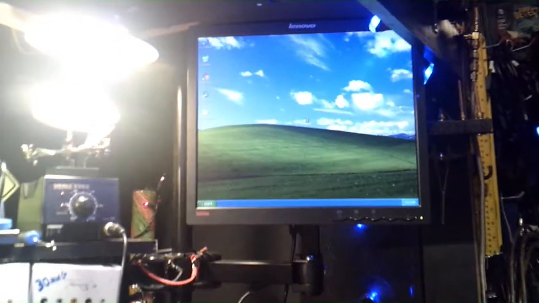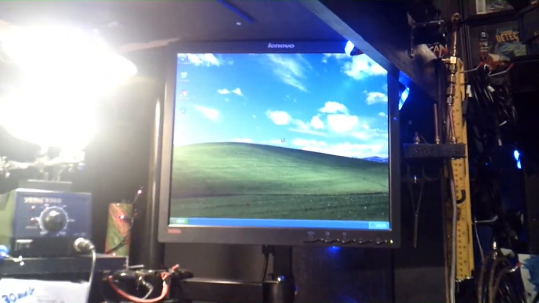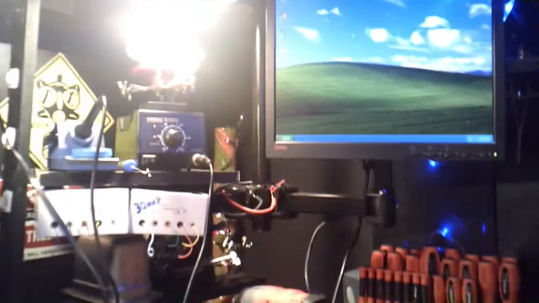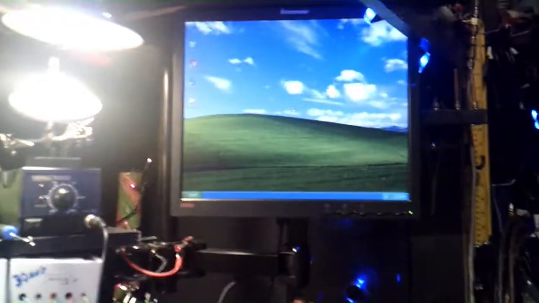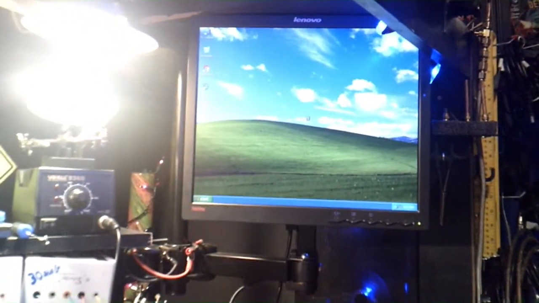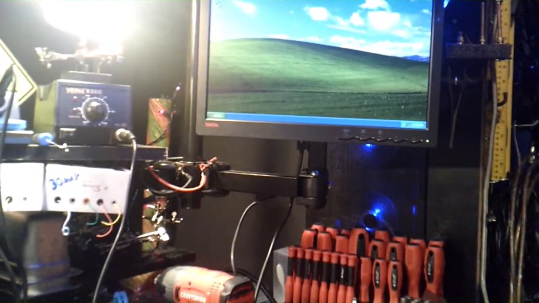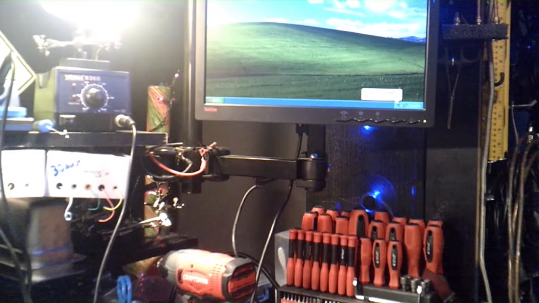Alright, so let's see here. Oh, wait a minute. I don't have any mouse movement. I'm not getting any mouse movement. Is it because it's a laser mouse or something? Or is it thinking about it? I don't know. Maybe it's thinking about it. This is a USB mouse.